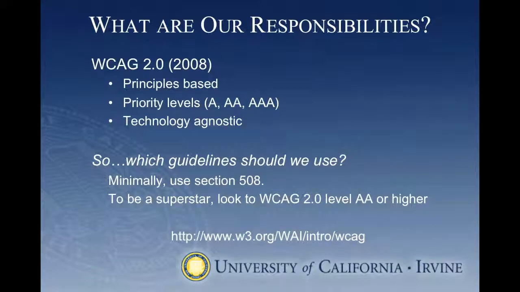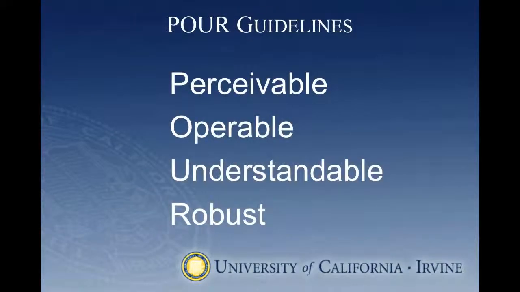So which guidelines do we use? At minimum, Section 508. But WCAG 2.0 level AA is what we should really strive for. So as I mentioned earlier, accessibility can also be thought of in terms of the POUR guidelines, which are perceivable, operable, understandable, and robust.